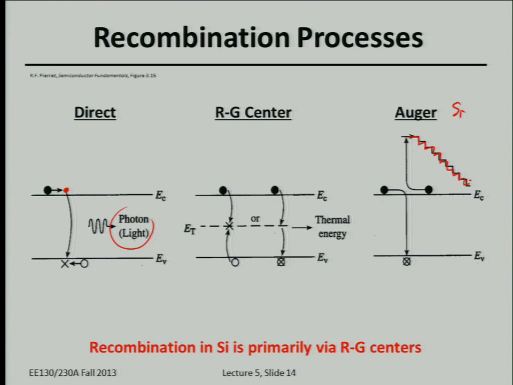Also, I don't remember if I added that before. It's this R-G center, trap-assisted recombination process. This is the case for silicon and germanium, those group 4 materials, in the fourth column. Okay, so this direct recombination happens in III-V compound semiconductors like gallium arsenide.